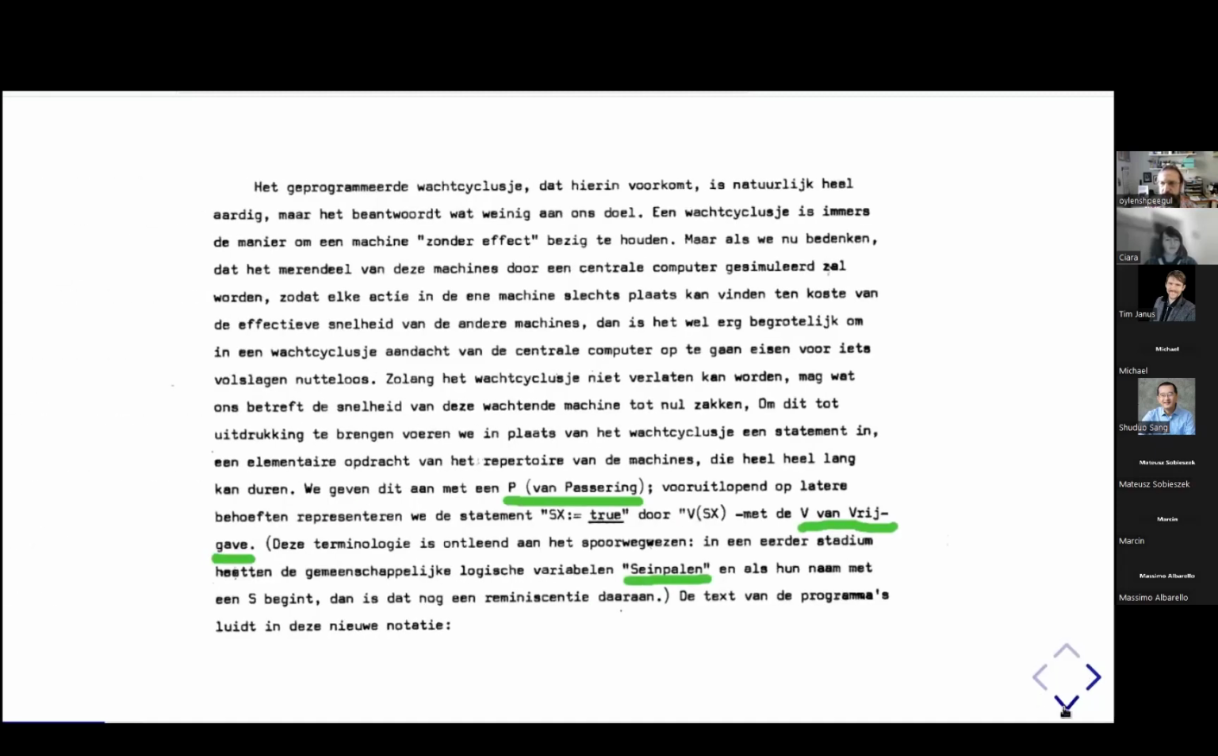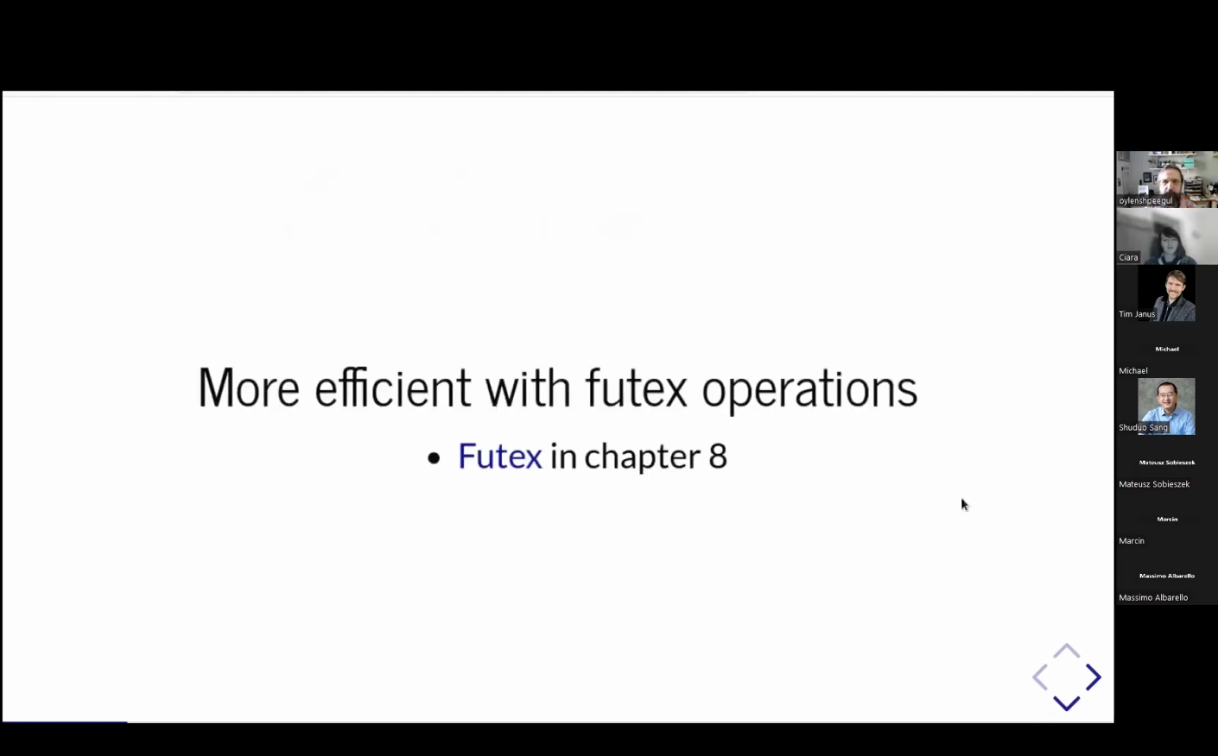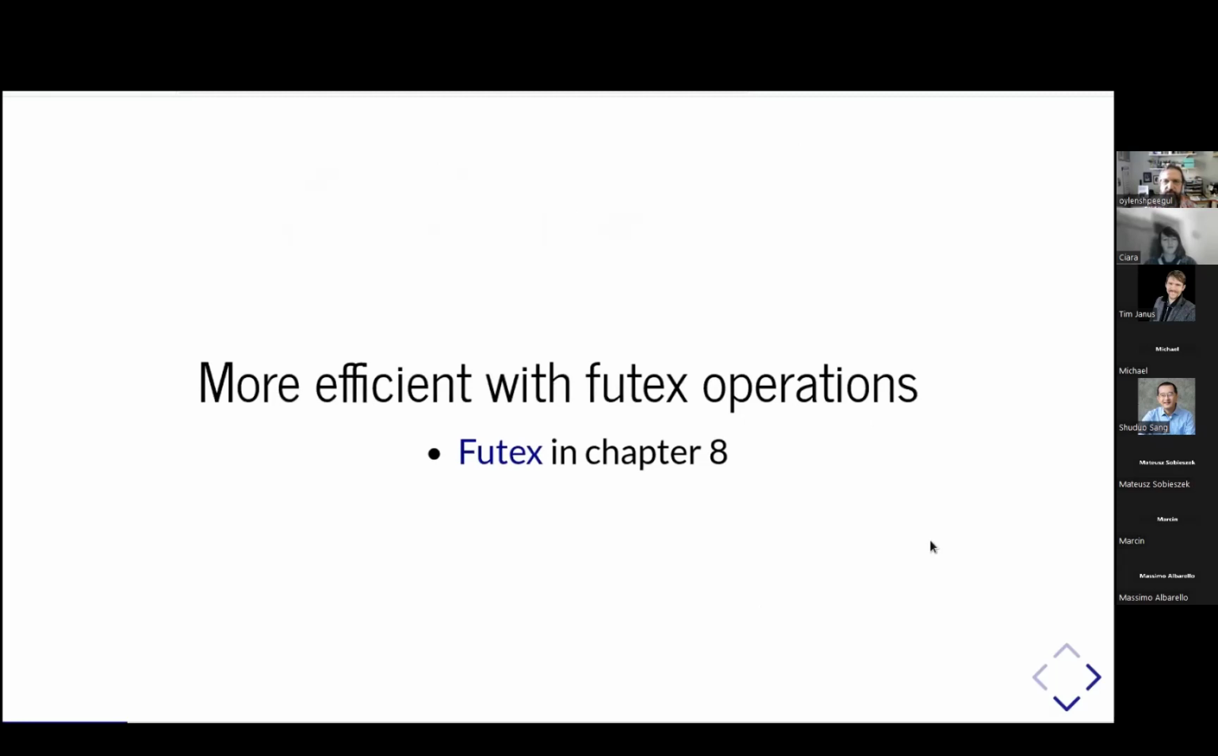Oops, I wanted to go down. So in Rust, we could implement a semaphore with just a mutex for the counter and a condition variable for the wait. And then in chapter 8, we saw the futex, so we could do it that way and gain some efficiency.